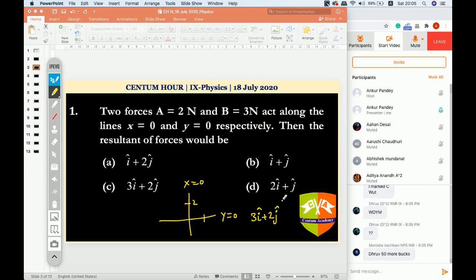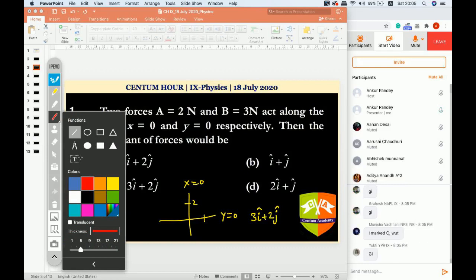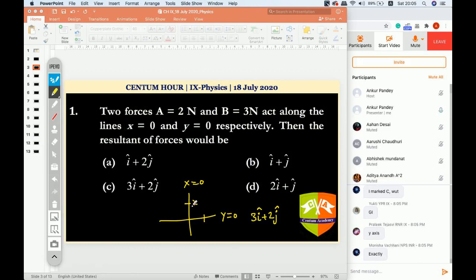Got it or not? X equal to X. Y is inverted. So yeah, exactly. See what happens. So even I was confused. It should be 2i plus 3j. No, the answer is 3i plus 2j. Relax. On the y-axis, what is the value of x?